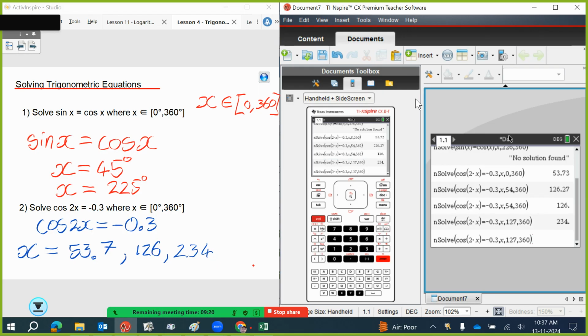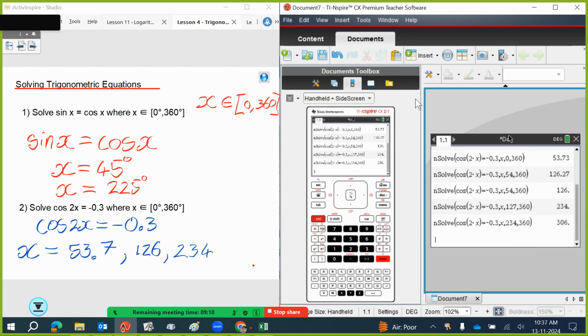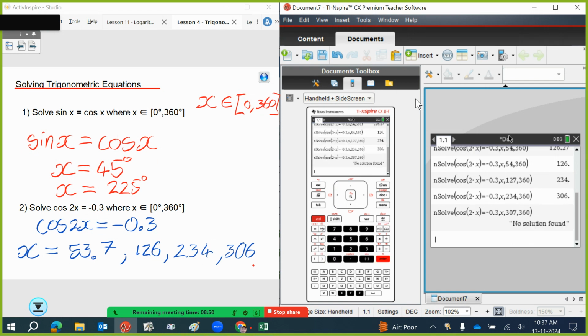Somebody else, which number should I change? Grace. 127, what shall I change it to? If I use 234, it worked this time because that one's been rounded, but ideally you want to go a little bit further on. So we get 306, and then lastly, let's take that one and change this to 307. No solution found. That means we have found the full set. So this equation has 4 solutions.